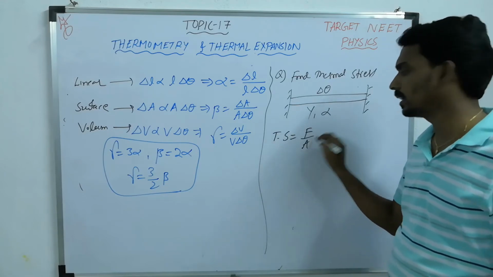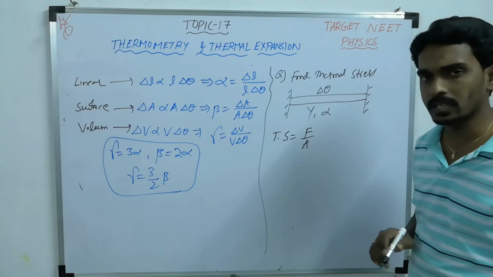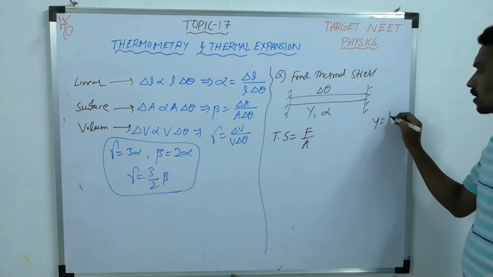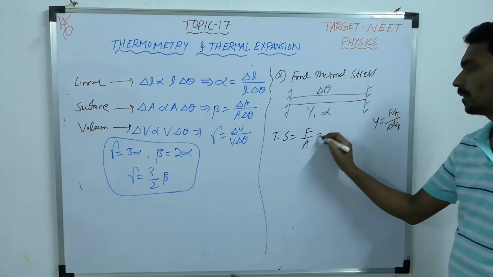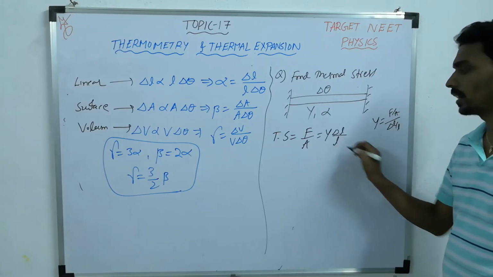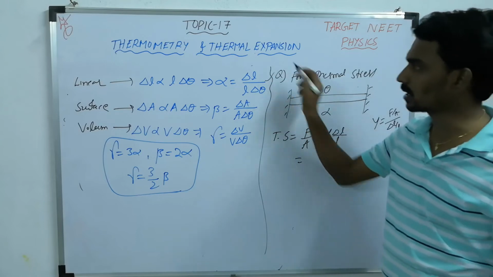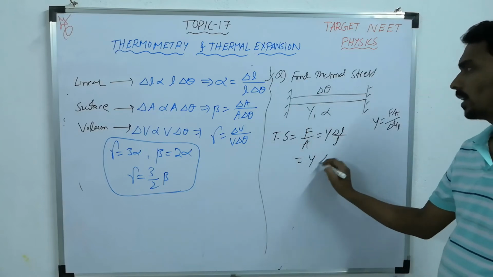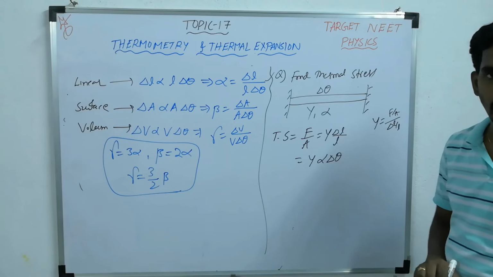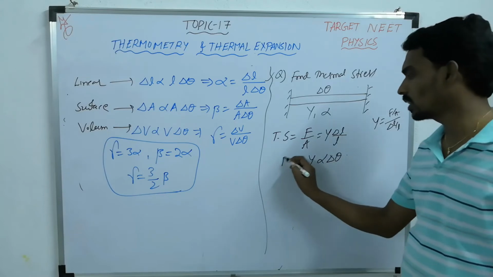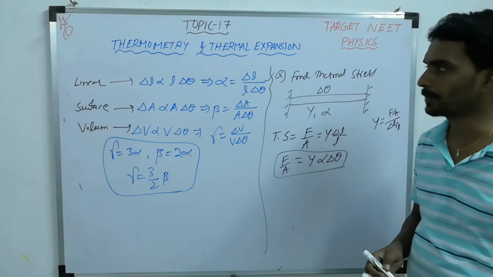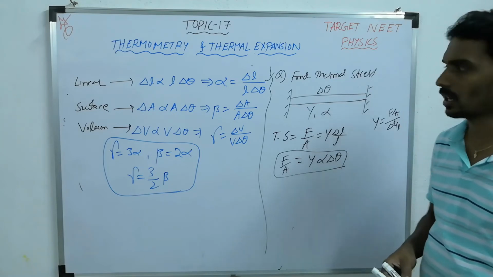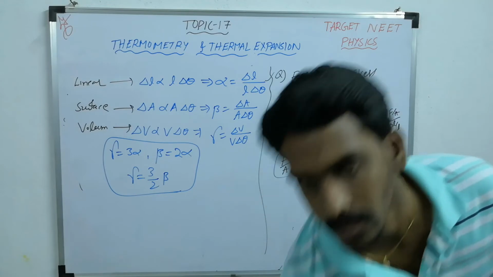So force by area. If you use the Young's modulus formula, Y equals stress by strain, so F by A will become Y delta L by L. But delta L by L is nothing but alpha delta theta. So what is the thermal stress? Y alpha delta theta.